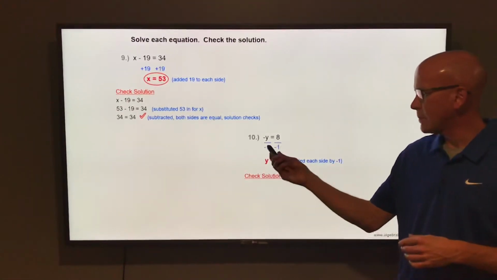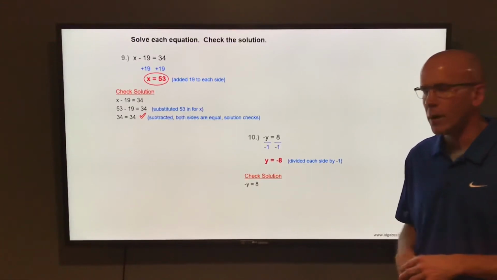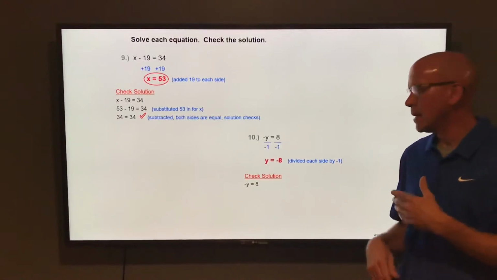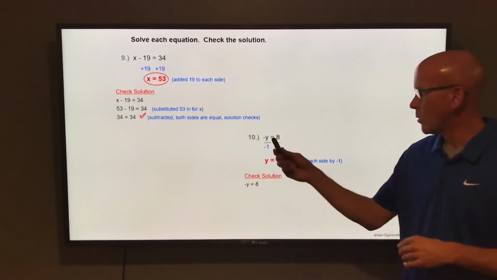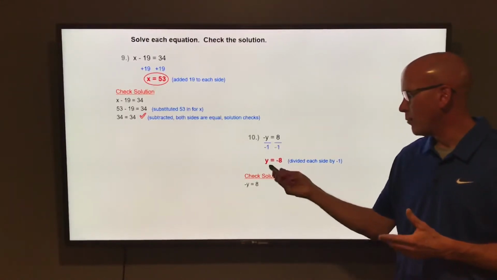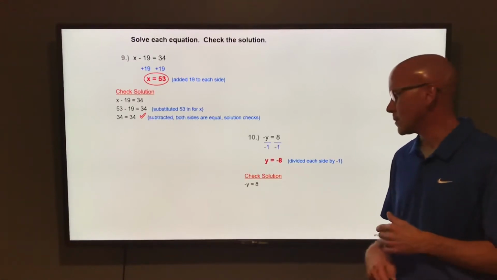If you divide each side by negative 1, notice negative y divided by negative 1, that is positive y. And on the right, 8 divided by negative 1 is negative 8. Another way you could have handled that is to multiply both sides by negative 1, and you would still end up with the same thing. You would have y equals negative 8. Still, we want to check that, make sure we do have the correct solution.